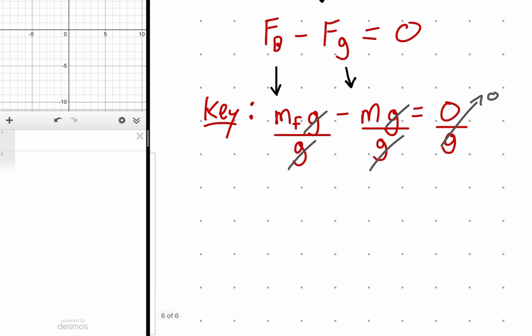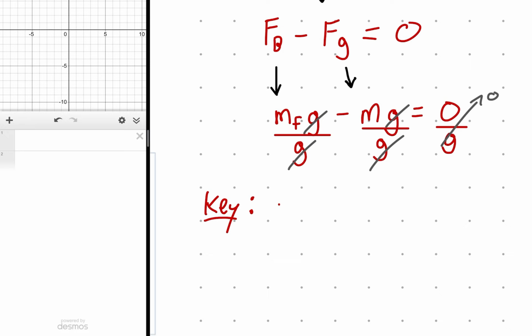Okay. So then our system here is going to simplify to just the mass of the fluid minus m equals 0. Now, I said there's another key equation here, and I didn't lie. I just haven't quite got to it, because the key idea is that mass is density times volume.